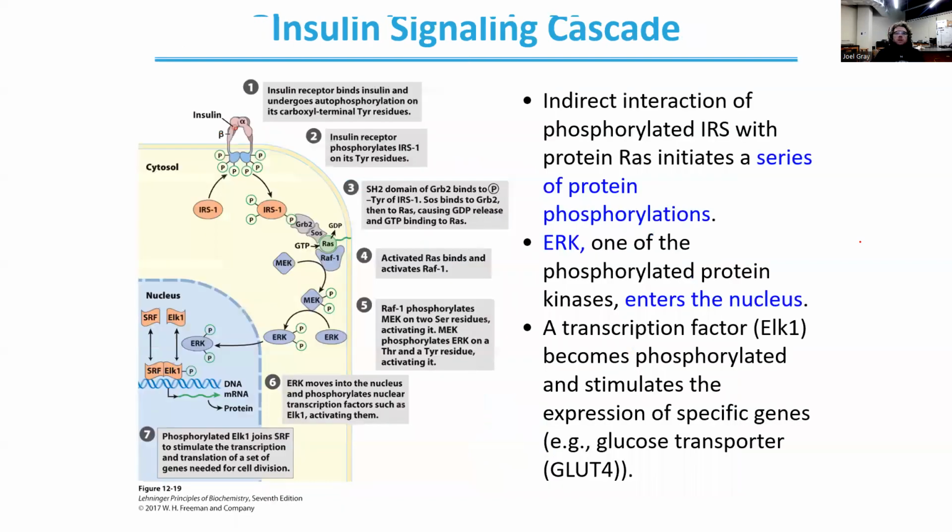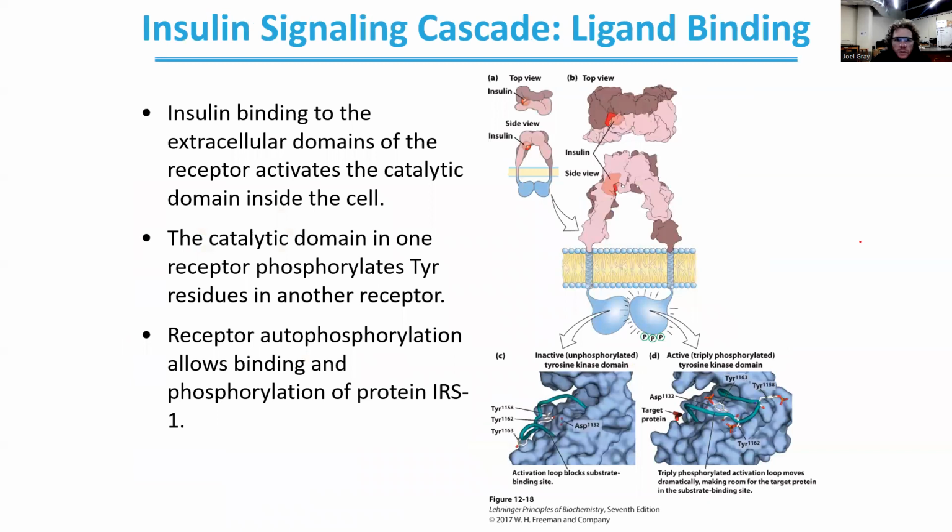Insulin binding to the extracellular domains of the receptor activates the catalytic domain inside the protein. Now, if you remember, this was an example of autocatalytic activity. This was autophosphorylation. The catalytic domain in one receptor phosphorylates tyrosine residues in another receptor. Receptor autophosphorylation allows binding and phosphorylation of protein IRS1.